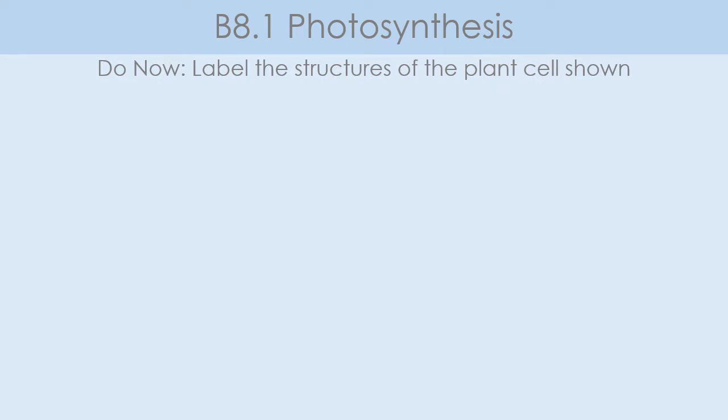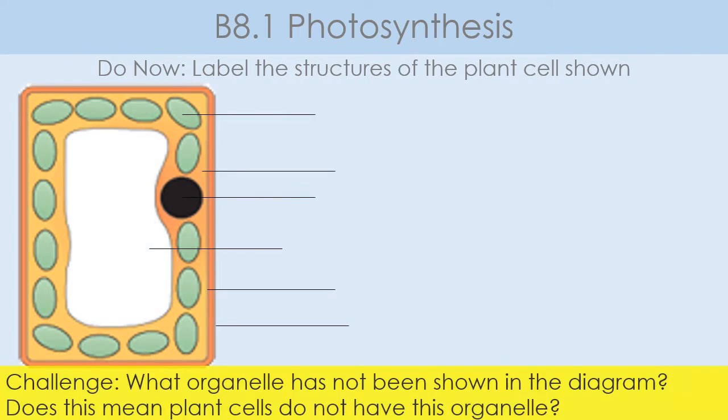So we're going to do a quick starter. I'm going to show you a plant cell, and I want you to label what each of the organelles shown on there are. You can also describe their function as well. So this is looking back at B1 content where we looked at plant and animal cells. So there is the plant cell. I would like you to label what each thing is, and then you can do the challenge as well. Okay, so pause the video now.